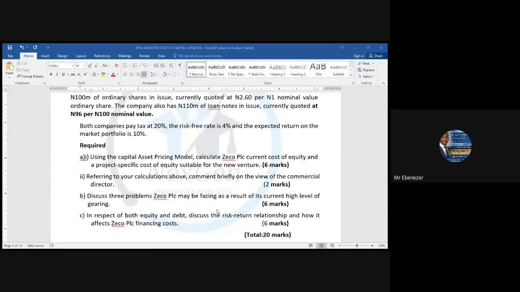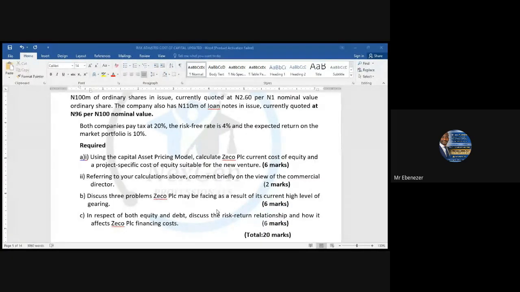Now discuss three problems ZECO may be facing as a result of its current high level of gearing. Now, a company that has a high level of gearing, what will be the problem the company will be facing? What will be the problem? All right, 6 marks. You'll be the one to answer this, right?